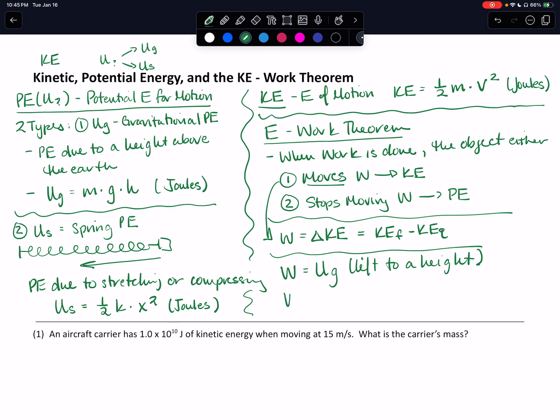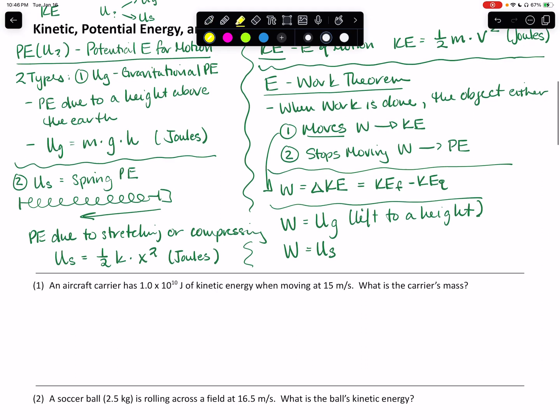We also could have work done to produce spring potential energy. So let's say we have a spring and we're stretching it out and then we stop. So we've done work to stretch it out and we have potential spring energy until we release the spring and then it snaps back. So work can also be done to produce potential energy, either gravitational or spring potential energy. But the key is if you know the work, then you can figure out what the potential or kinetic energy is of your object based on the particular situation. So let's try a couple problems.